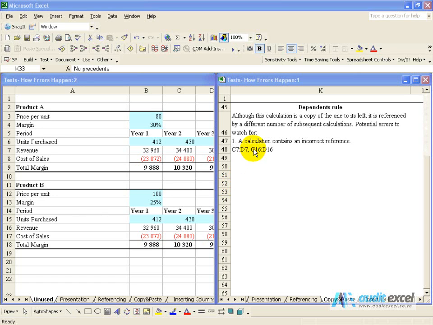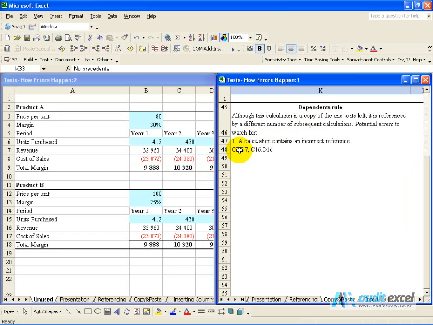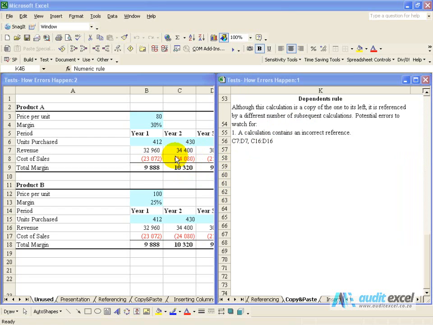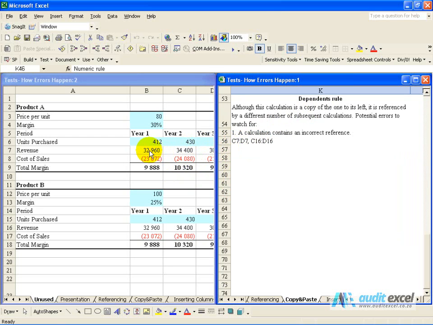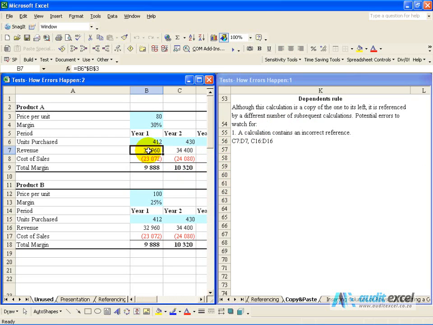The calculation test has indicated that this spreadsheet has violated the dependence rule in cells C7 and D7. The dependence rule investigates what cells depend on the cell it is investigating. So for example, if we click on B7 and we use the trace dependents, we are told that this cell is used by this cell and this cell.